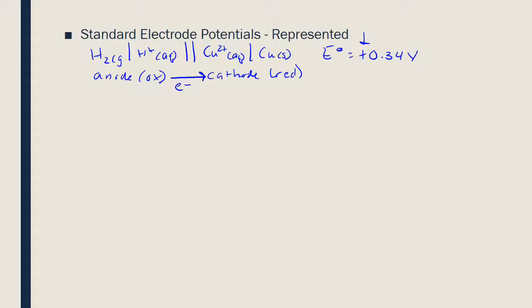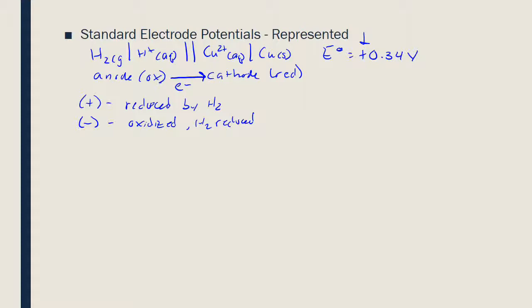When you're looking at the values in table 24, if it's a positive number, it's going to have a greater tendency to be reduced by hydrogen. If it is a negative value, it has a greater tendency to be oxidized, and hydrogen is going to be reduced. Okay? And so that kind of gives you an idea.